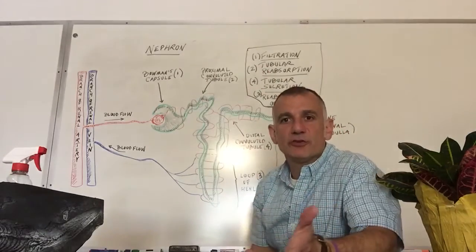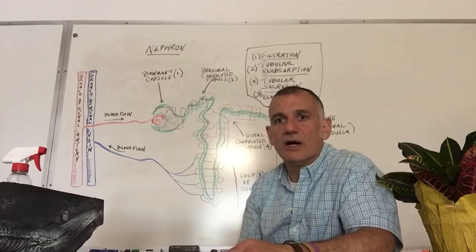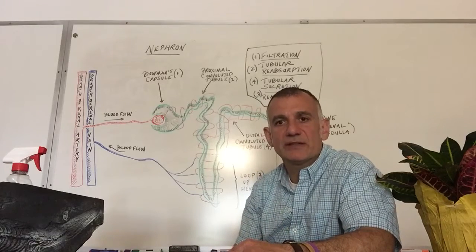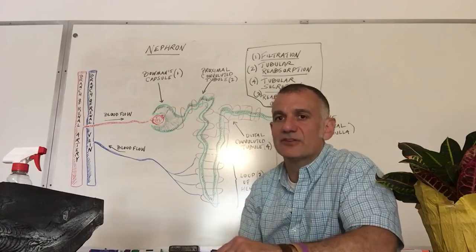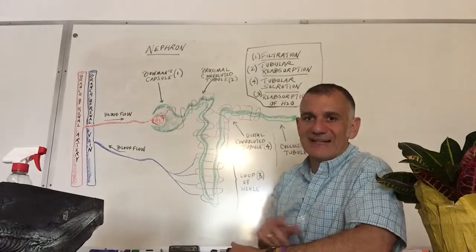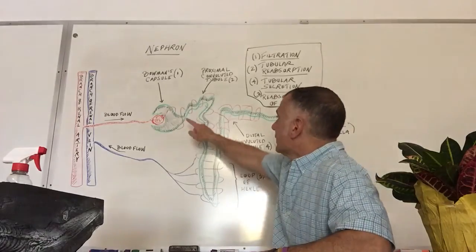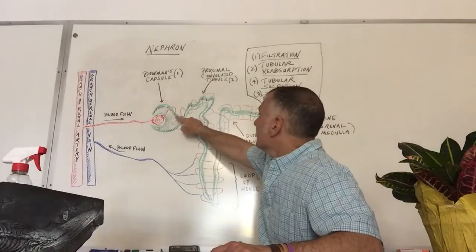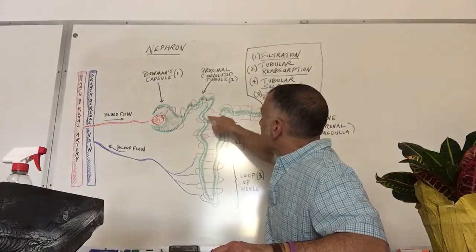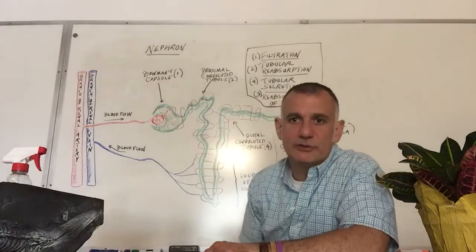Now, in that filtrate, there are some wastes. There's a lot of water, and there's also some nutrients, some things that your body's going to want back. And that takes us to the next step. It's kind of like playing Candyland or another board game where we move along the trail here. Now your filtrate's going to move up into this region here called the proximal convoluted tubule.